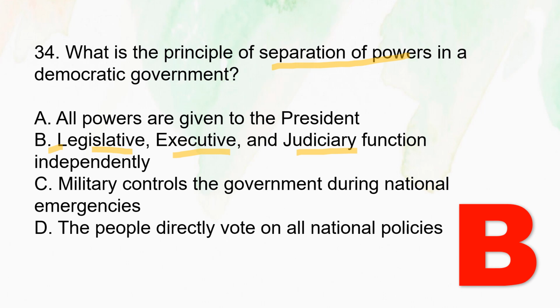Letter B. Okay, now for letter A, this is incorrect because this describes an authoritarian system. Like all powers are given to the president is authoritarian. Now for letter C, military control happens in martial law, not a democratic principle. Now for letter D, direct voting on all policies. Representative democracy delegates decision making to elected officials. People do not directly vote on national policies.